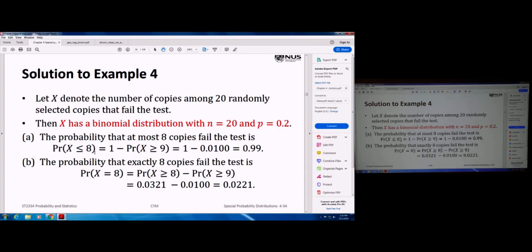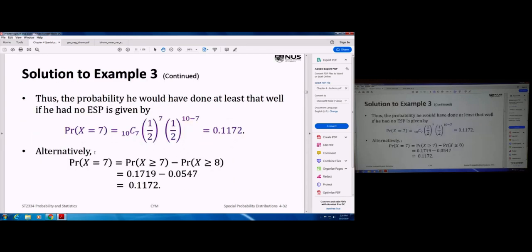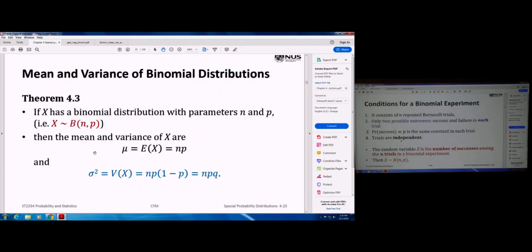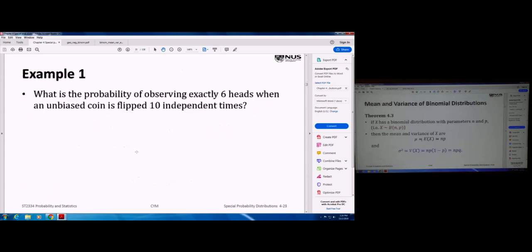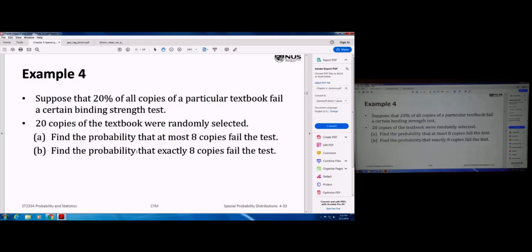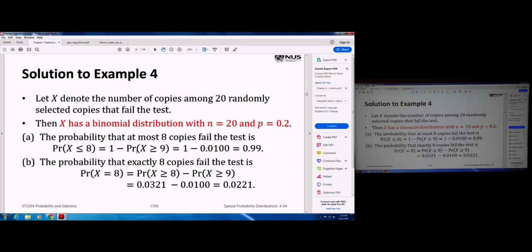And part B asks us to compute the probability X is equal to 8. I don't know why you do it this way. The probability X is equal to 8, you just compute the formula. We go all the way back to our formula for the binomial distribution. Here, n is equal to 20, p is equal to 0.2, and x is equal to 8. You just substitute the numbers into the formula. And if you do that, I suppose the answer comes out to be 0.0221. It's a very small chance.